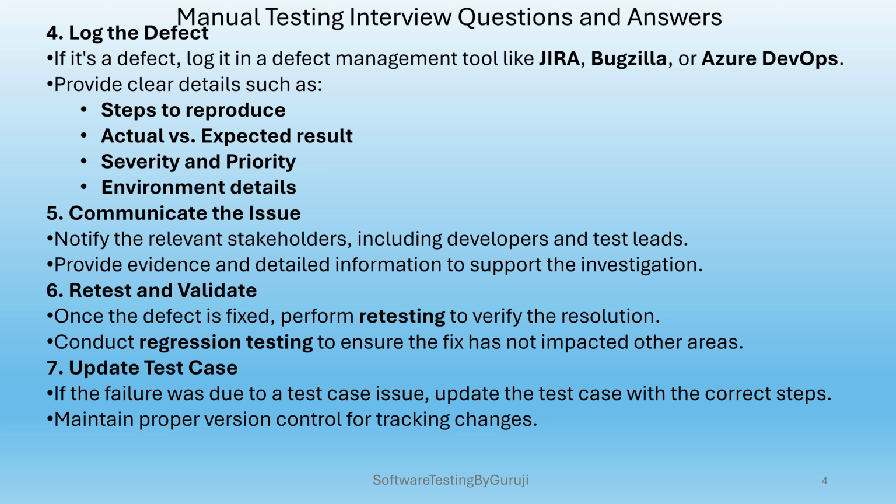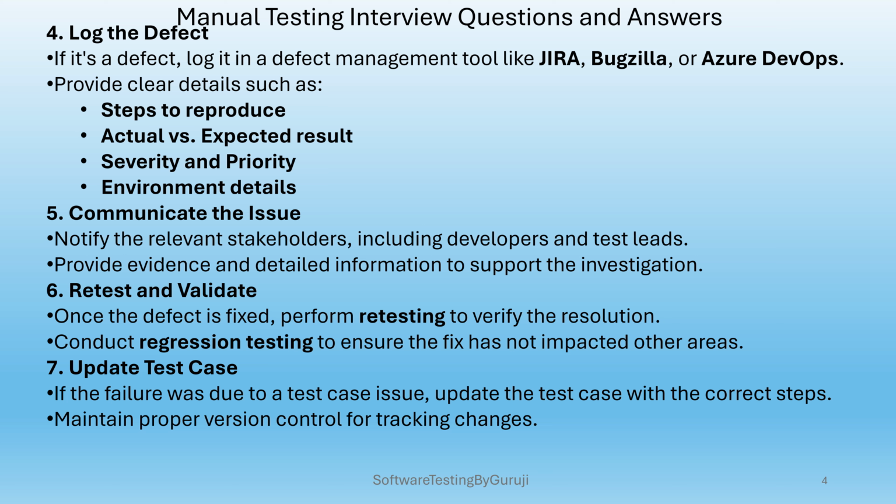Fourth, log the defect. If it's a defect, log it in a defect management tool like Jira, Bugzilla or Azure DevOps. Provide clear details such as steps to reproduce, actual versus expected result, severity and priority, environment details. Fifth, communicate the issue. Notify the relevant stakeholders including developers and test leads. Provide evidence and detailed information to support the investigation.